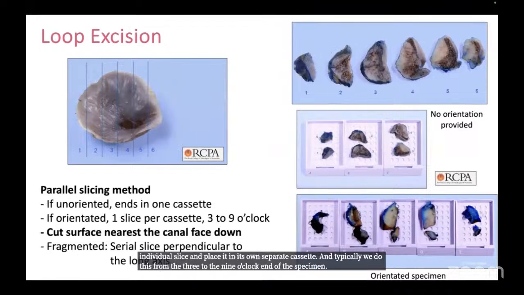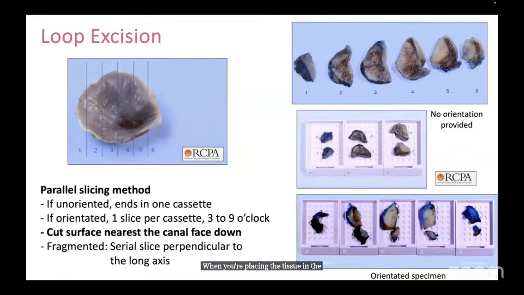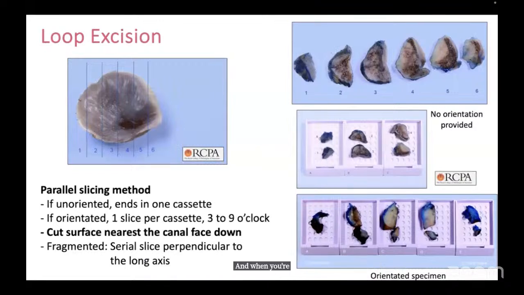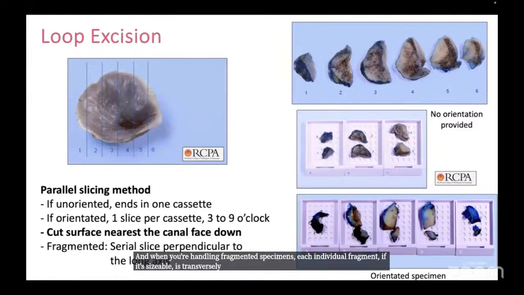When you're placing the tissue in the blocks, it's important to put the cut surface nearest the endocervical canal face down. And when you're handling fragmented specimens, each individual fragment, if it's sizable, is transversely sectioned at right angles to the long axis and all submitted. And we tend to separate out these larger intact fragments and put them in their own individual block.